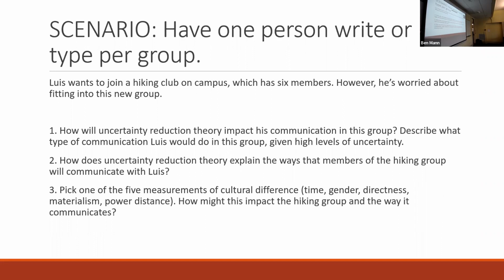And then second of all, how does uncertainty reduction theory explain how people in the group would communicate with him? And then lastly, I'd like your group to pick one of the 5 measurements of cultural difference that we've talked about, and think about how this could impact the hiking group and the ways that it communicates.